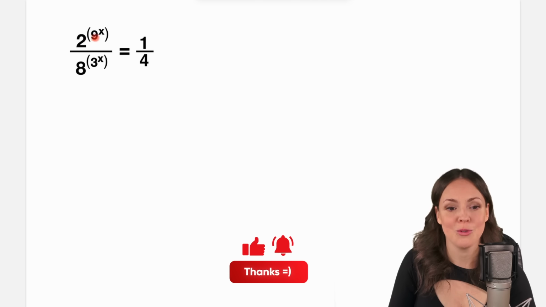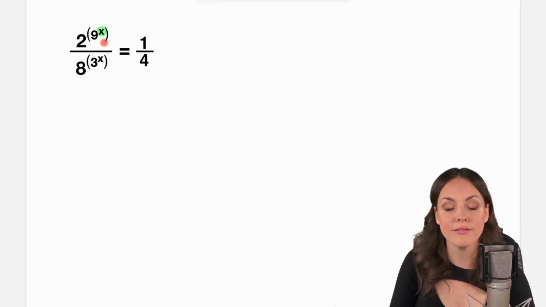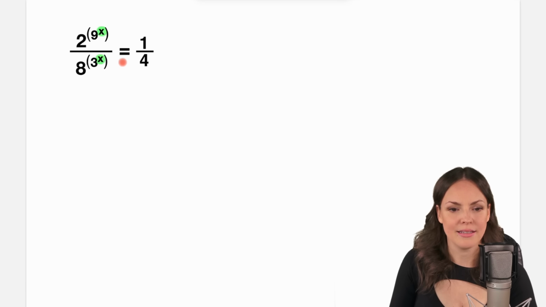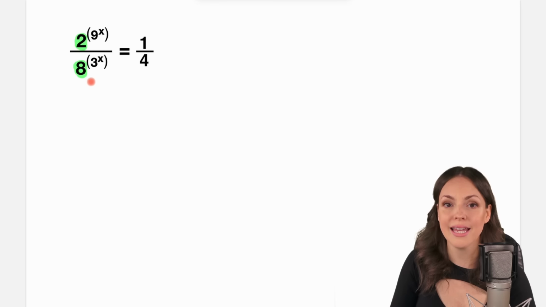We have 2 to the power of 9 to the power of x over 8 to the power of 3 to the power of x, and all of this equals 1 over 4. We have an exponential equation here because our x is in the exponent. And maybe we first simplify the things a little bit because here we have base 2 and here we have base 8, and the 2 is actually a part of the 8.